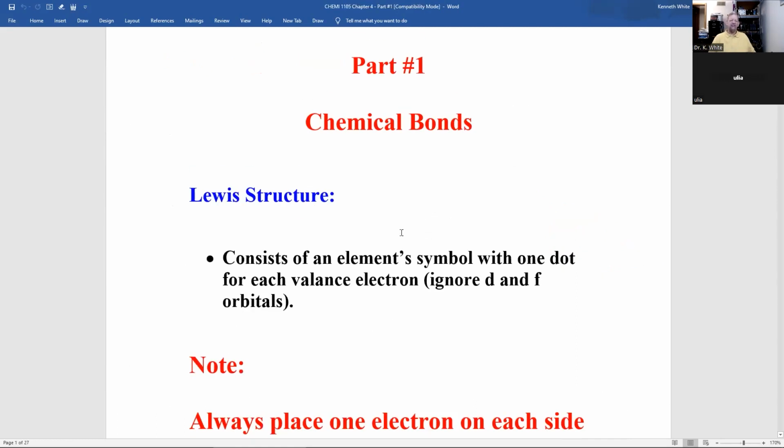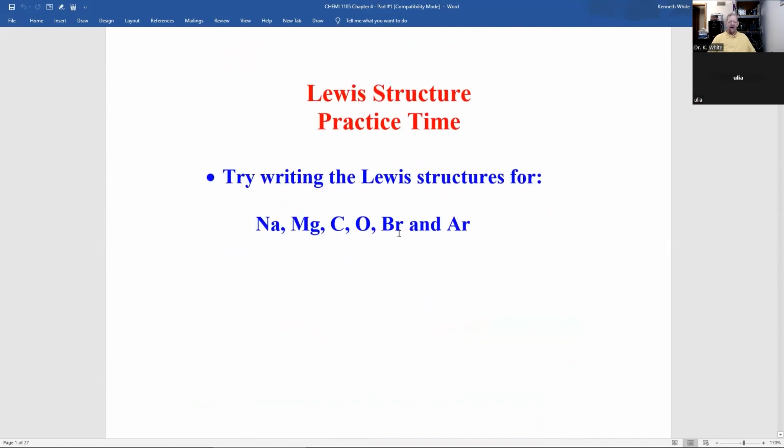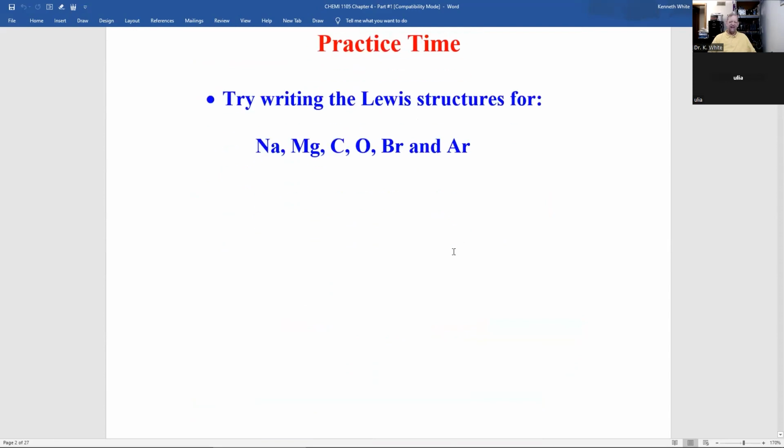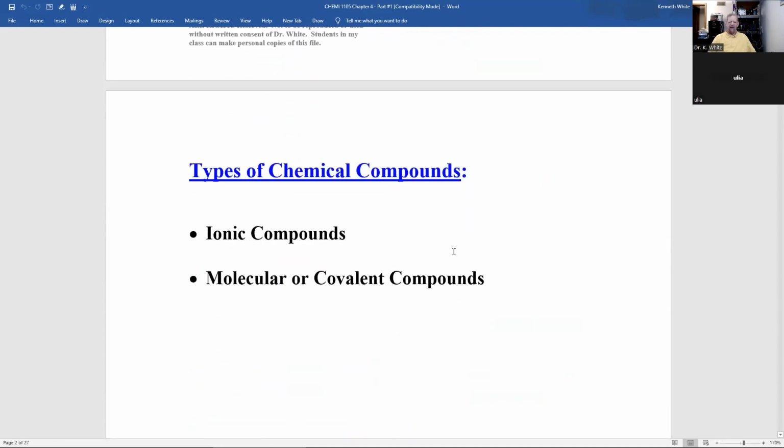So that's the valence electrons and how you draw the Lewis structure for an element. Later on, I will teach you how to draw the Lewis structure for a molecule. But let's move on. We've done our Lewis practice. I'll let you try argon, and then I'll do it on a problem set.